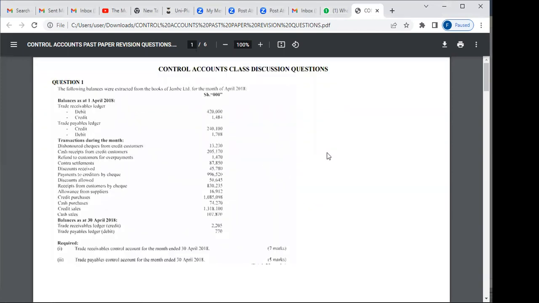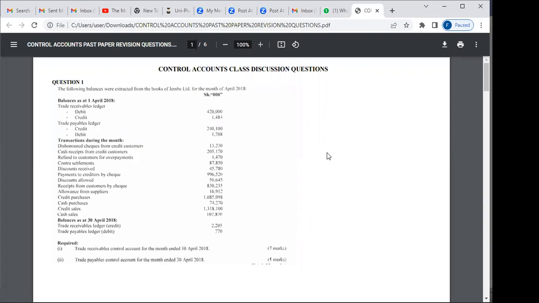Question 1 is there. The following balances were extracted from the books of Jembe Limited for the month of April 2018. We are given the opening balances as at 1st April 2018. Trade receivables, remember those are debtors. It is supposed to be captured in the sales ledger control account. Trade payables ledger, those are balances for the purchases ledger control account.